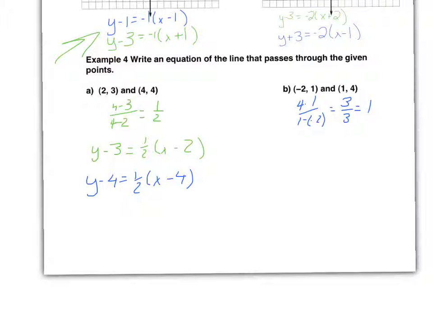Okay, now that I have my slope, I just go y minus 1 equals 1 times the quantity x plus 2. Okay, other answer, y minus 4 equals 1 times the quantity x minus 1, sorry. Whew, gotta watch those signs. They're backwards from what you think.